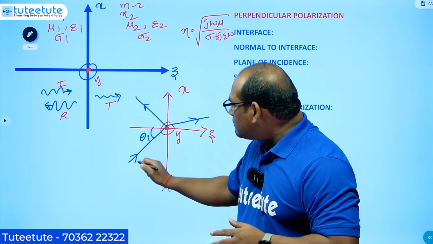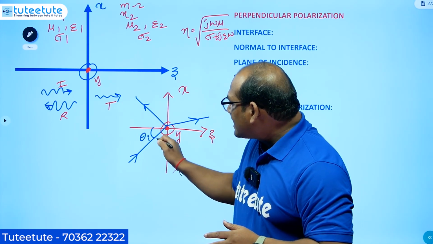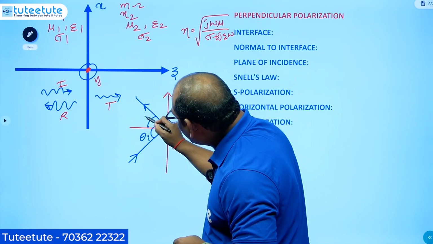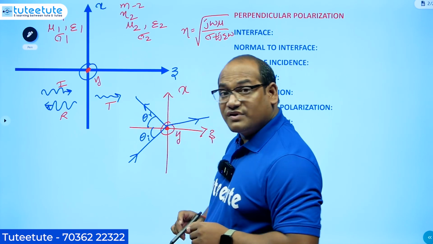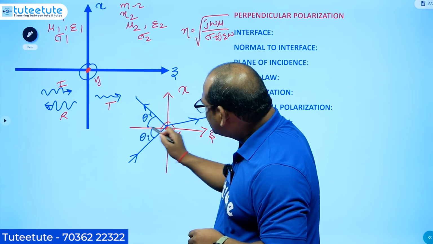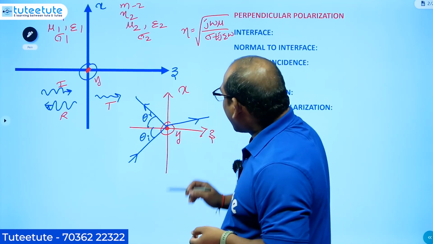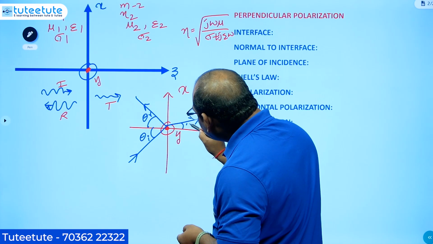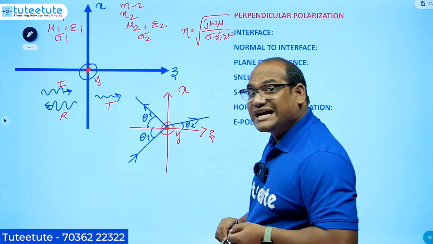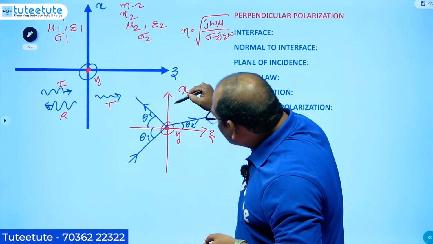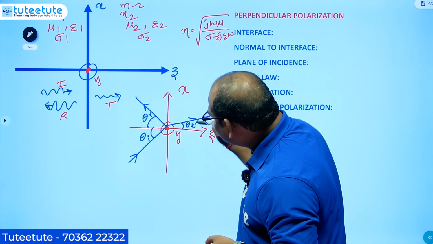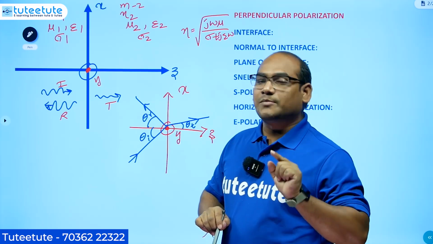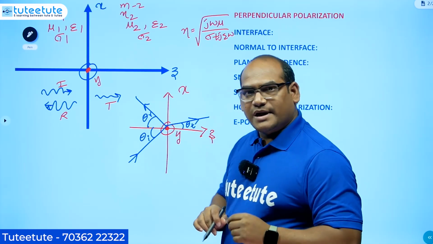So the incident wave vector makes angle theta i with the normal. This is the reflected wave. The reflected wave makes the angle theta r, the angle of reflection, with the normal to the boundary. And the transmitted wave also makes an angle with respect to the normal to the boundary, that is theta t, the angle of transmission. You should not take the angle like this. This is not theta t. This is theta t. Angles should be with respect to the normal to the boundary, the normal to the interface. That is one of the important points you need to remember.